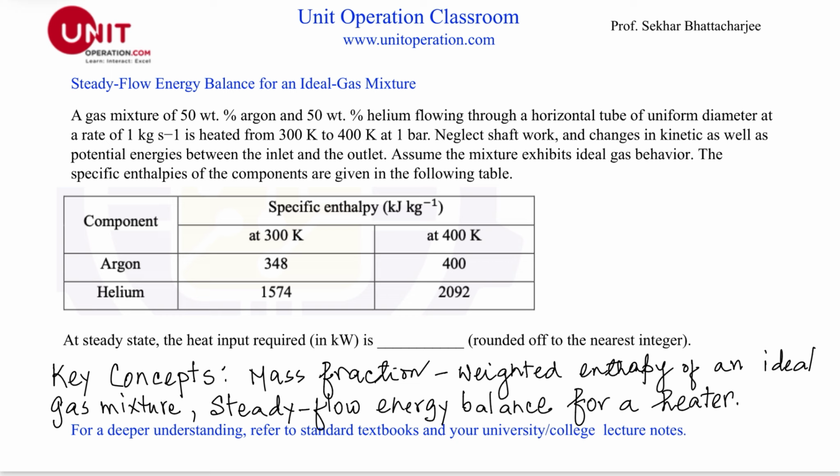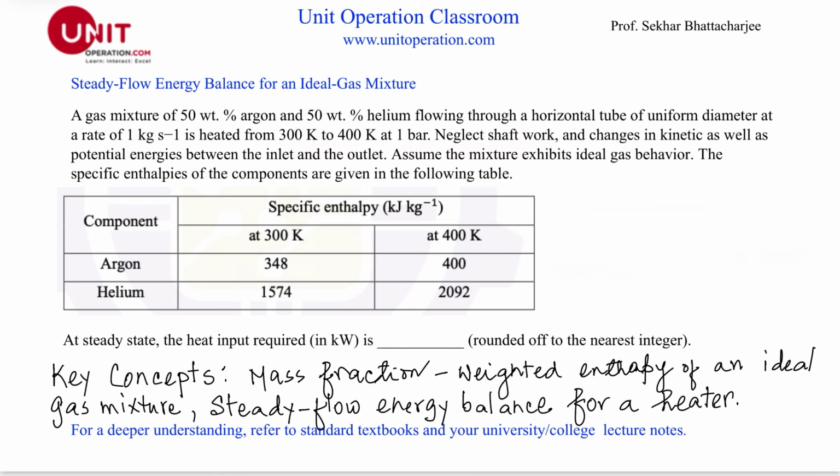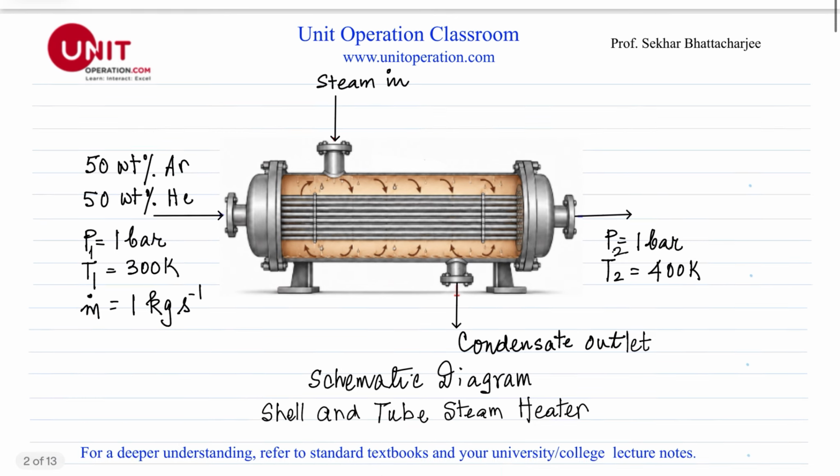In the problem, it's given as weight%, which is the same as mass%, flowing through a horizontal tube of uniform diameter at a flow rate of 1 kg per second. It is heated from 300 Kelvin to 400 Kelvin at 1 bar, the same pressure. Neglect shaft work and changes in kinetic as well as potential energies between the inlet and the outlet. So let us see how that might be.